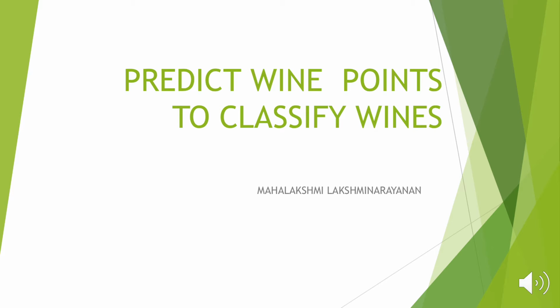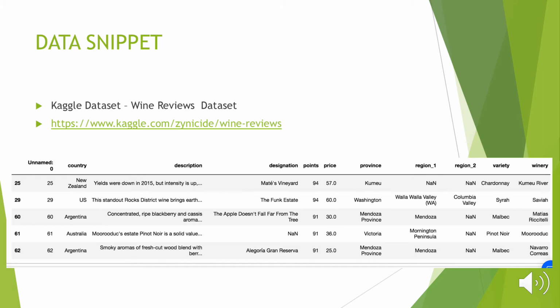Dear all, this project is to classify the wines by predicting the wine points. I chose the Kaggle dataset, the wine reviews dataset, which I downloaded from this link shown here. And I wanted to show you the data snippet.